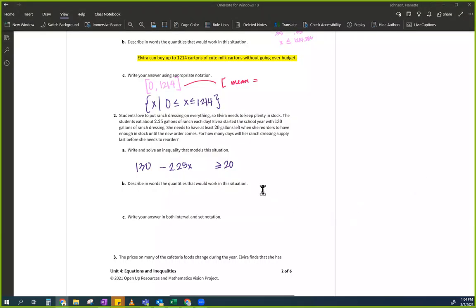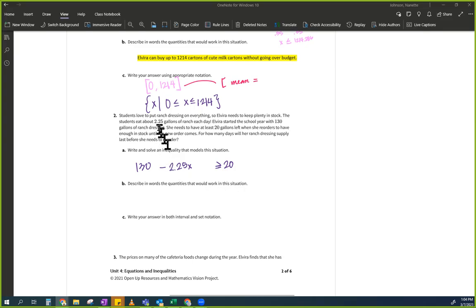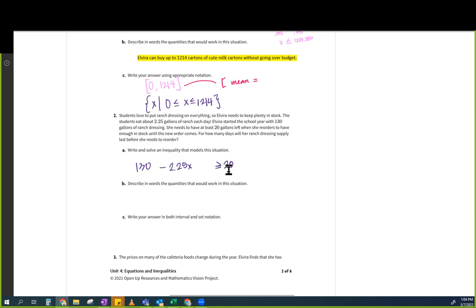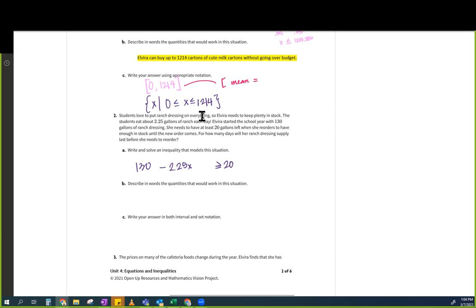All right, welcome back. We are going to do some more math, so let's get into this. We finished off last time with writing this equation. You guys wrote this equation based on here, so I'm going to read it again so you can remind yourself how we write these equations. Ooh, this is not an equation. This is an inequality. So it says students love to put ranch dressing on everything.